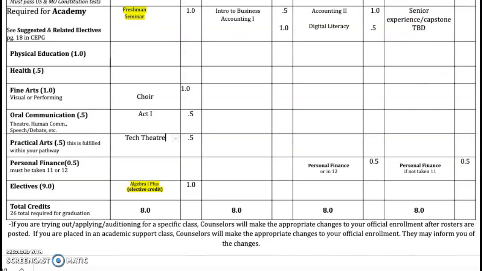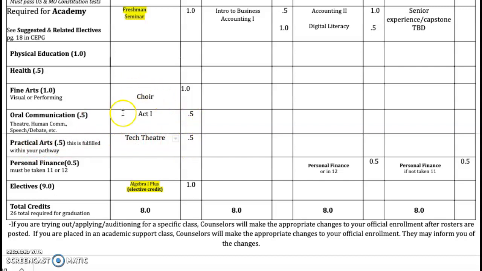Okay, so you remember from the transcript we looked at, that student took choir, and that's a fine art, and it's a full credit because it's a full year. They also had acting 1 and technical theater. Now acting 1 went into oral communications, technical theater went into practical arts, and both of those are semesters.